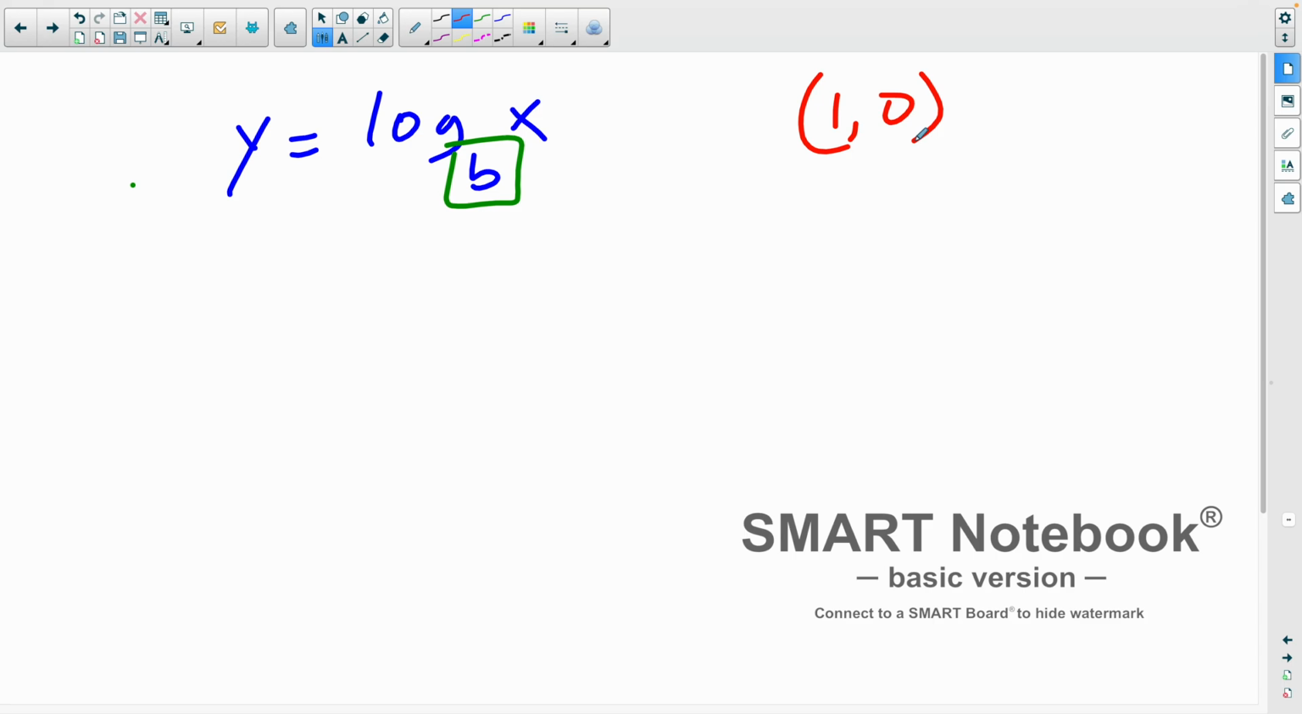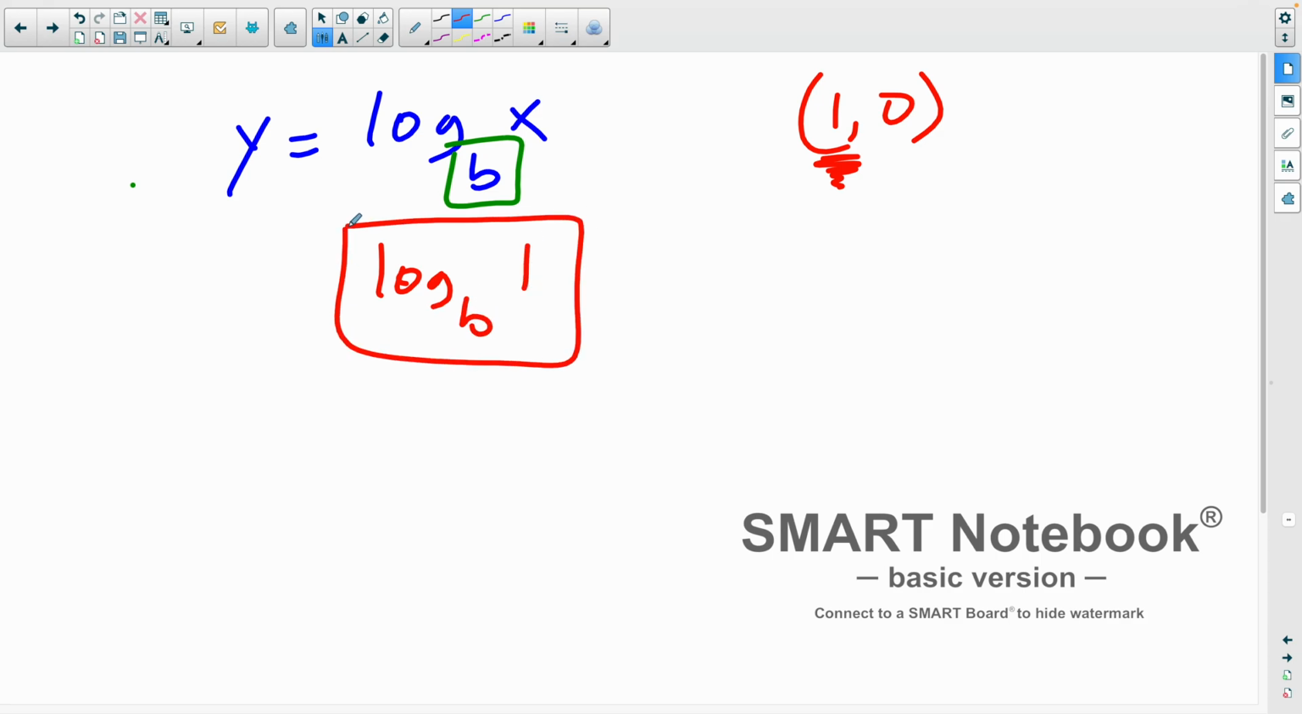Well, why is that true? Well, this x is 1, so log base b of 1. We talked about this property earlier in the year, all right? It didn't matter the base here. If I've got a 1 in that spot right there, the answer is always 0. Okay? So that's a really major log property.